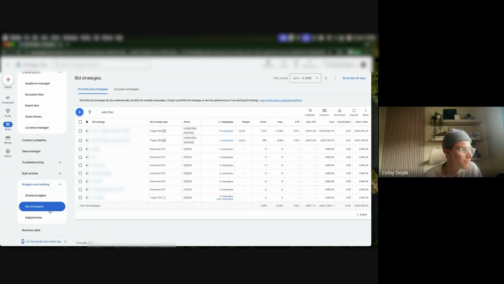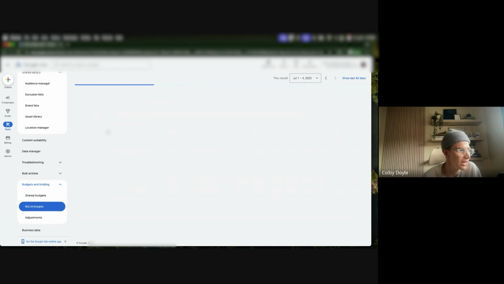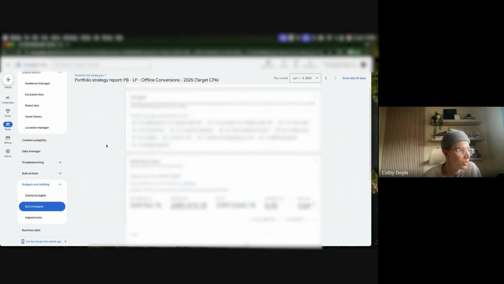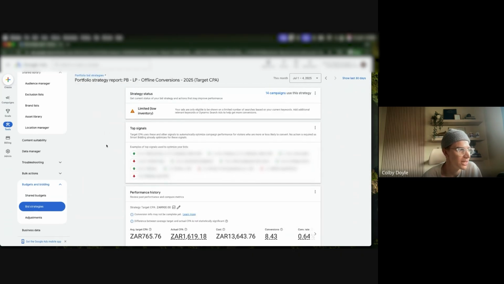But anyways, yes, bid strategies. We're going to have some of this blurred out. This is the more complicated method, but I'll tell you how we got here and where we're going. So the cool thing about portfolio bid strategy, let's just talk about what it does.